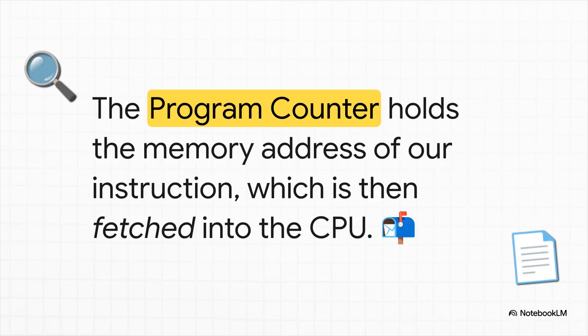There's a special little register called the program counter, and its only job is to remember the memory address of our instruction. The processor uses that address to go out and retrieve, or fetch, our 32-bit binary number from memory and pull it into the CPU.